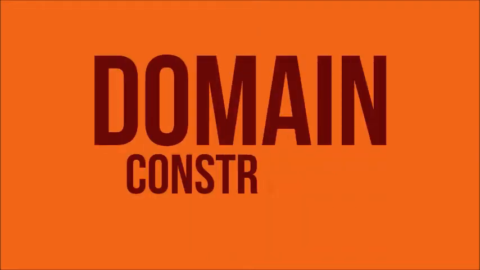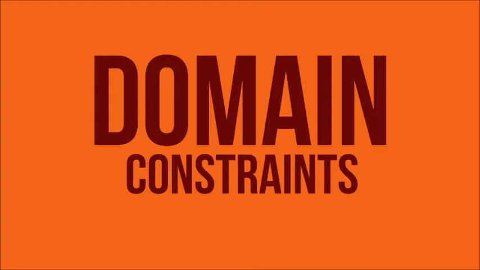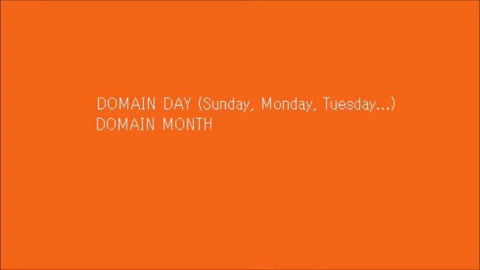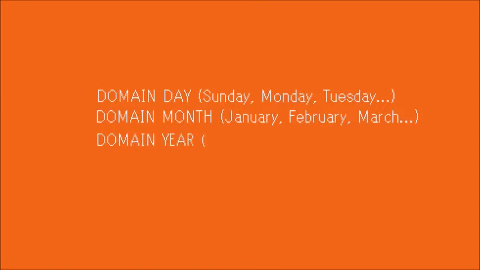Next is the domain constraint, which specifies which values you can input into a field. For example, a domain of days of the week will only accept Sunday through Saturday. A domain consisting of months will only accept the months. A domain of years will only accept an integral value of 4 digits. And as with the check constraint, any invalid input will be rejected. The only difference with the domain constraint is that the values are specified.